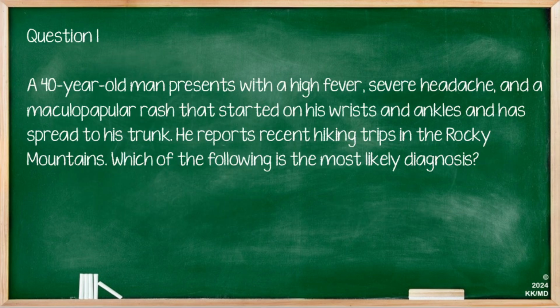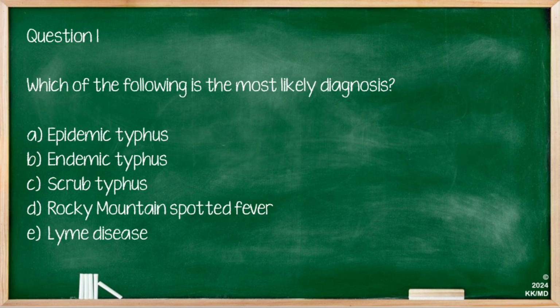A 40-year-old man presents with a high fever, severe headache, and a maculopapular rash that started on his wrists and ankles and has spread to his trunk. He reports recent hiking trips to the Rocky Mountains. Which of the following is the most likely diagnosis? Option A is epidemic typhus. Option B is endemic typhus. Option C is a scrub typhus. Option D is Rocky Mountain spotted fever. And option E is Lyme disease.